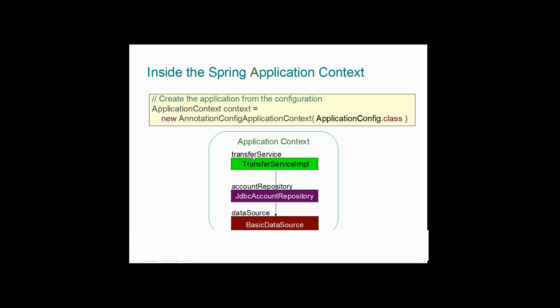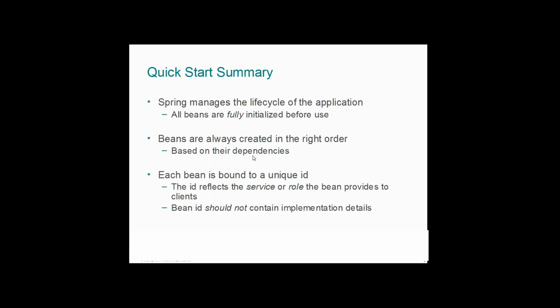Okay, this is what happens. In a quick summary, Spring manages the life cycle of creating all the beans, so you don't need to worry about them. The Spring bean objects are created by the Spring framework itself. All beans are fully initialized before you start using them. During application context creation itself, all the beans get created automatically upfront, and all those bean objects are there in the container.